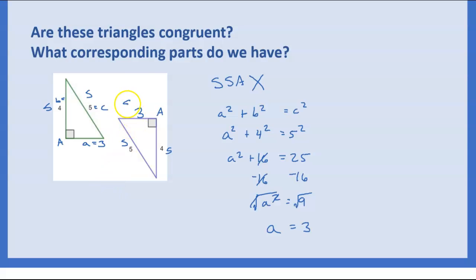And look at that, now we have another side. We have a side congruence. SSS. We know for sure that one works. So effectively, SSA with this right triangle is equivalent to SSS.